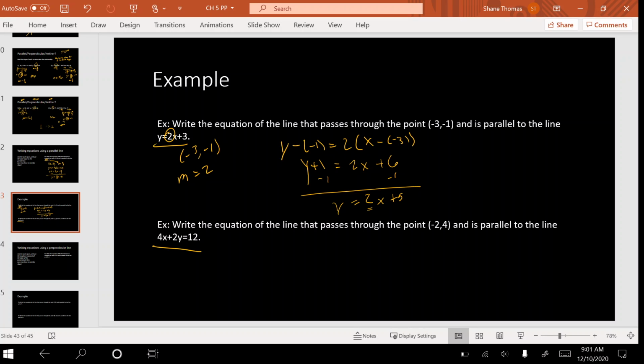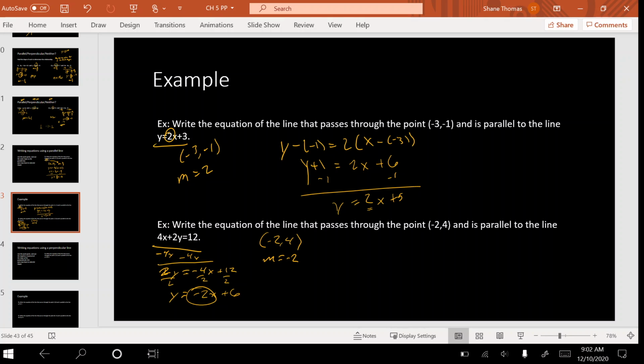All right, walk me through the second one. Okay, what do you have to do first? You gotta do the 4x minus 4x, put it on the other side. Hold on, slow down. Minus 4x. Okay, so then I have 2y equals -4x plus 12, right? Yep. Divide by 2. So y equals... okay, so what's the slope of this guy? -2. So then I'm using the point -2, 4, and a slope of -2 for my line, right?